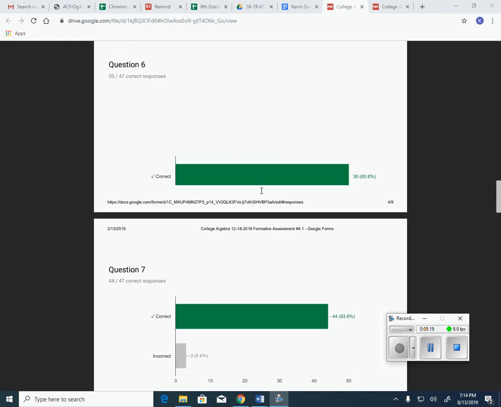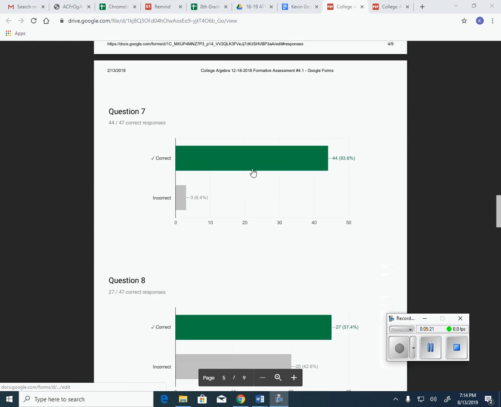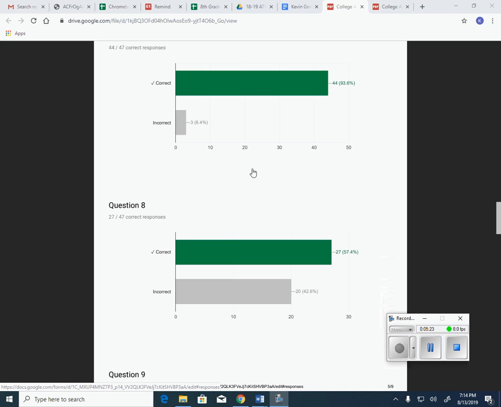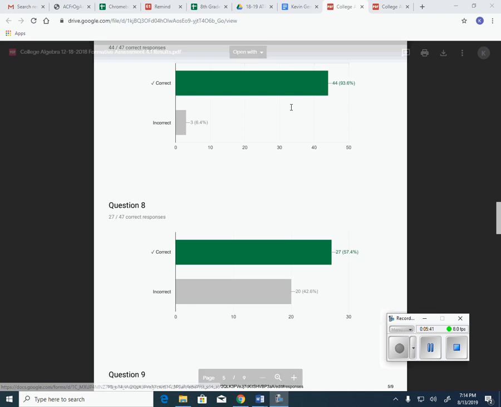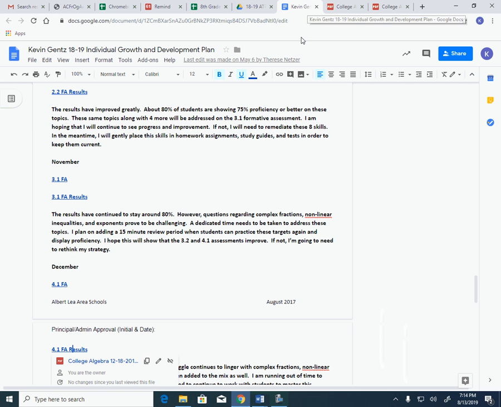But look at some of these. Question number 8 was write an equation for a line. We are still at 57% competency. And as I'm trying to grow as a teacher, which some days I'm like, I have no idea how to teach anymore, I'll actually pull up question number 8 so we can look at it here and get a feel.